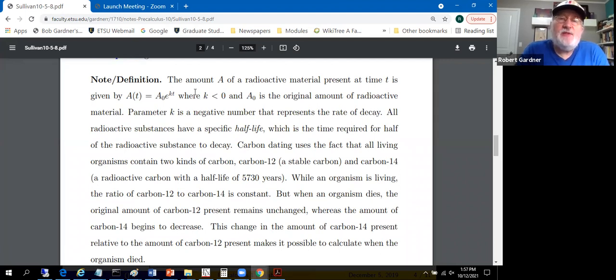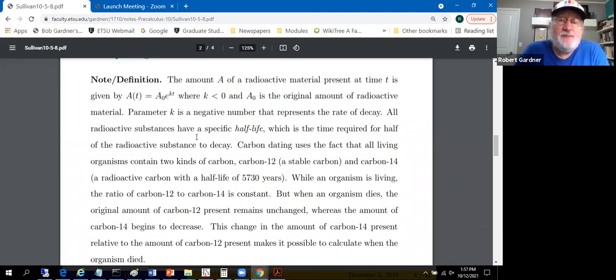Similar model, except this time we're going to have K negative. The physical situation concerns the amount of a radioactive material present at time t. It's modeled by an exponential function where K is less than 0 and A sub 0 is the original amount of radioactive material. So what we had with that bacteria example was exponential growth. What we will have with this radioactive material is exponential decay. Parameter K is negative this time because this represents a decay. It's the rate of decay.